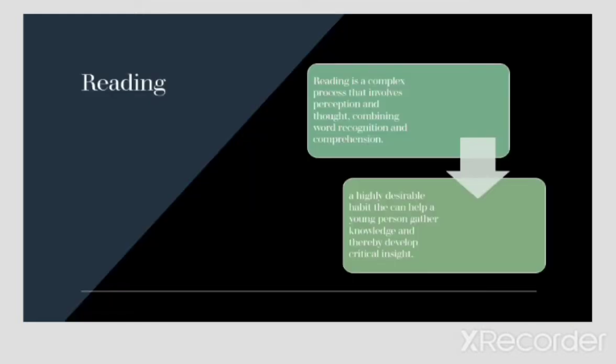First of all, what is reading? A definition of reading. How can you define reading? Reading is a complex process that involves perception and thought, combining word recognition and comprehension. Is reading a complex process? Why is reading a complex process? It is because reading is a multifaceted process that involves perception and thought, combining word recognition and comprehension.